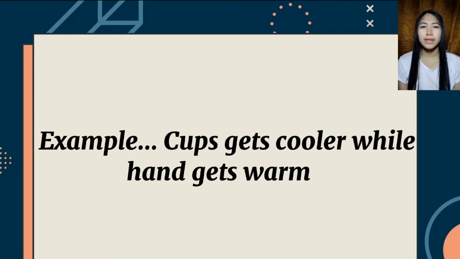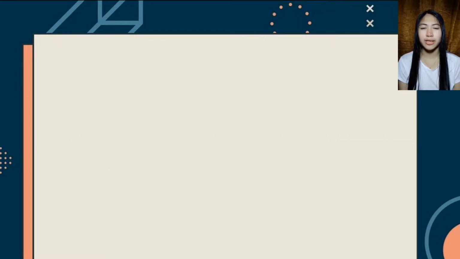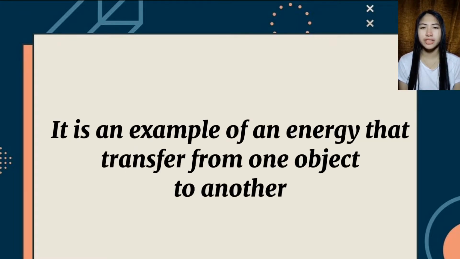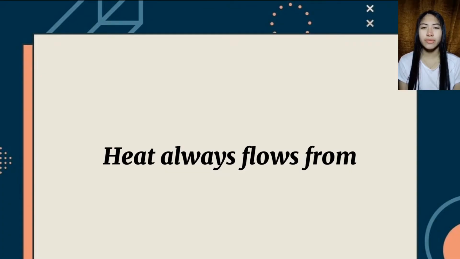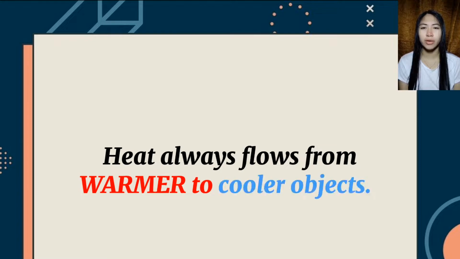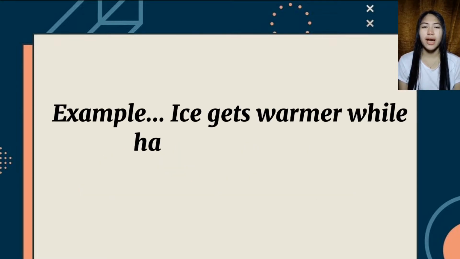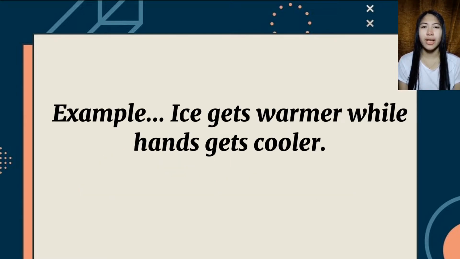Heat is the flow of thermal energy from one object to another. Example, the cup gets cooler while the hand gets warmer. It is an example of energy that transfers from one object to another. Heat always flows from warmer to cooler objects. Example, ice gets warmer while the hand gets cooler.